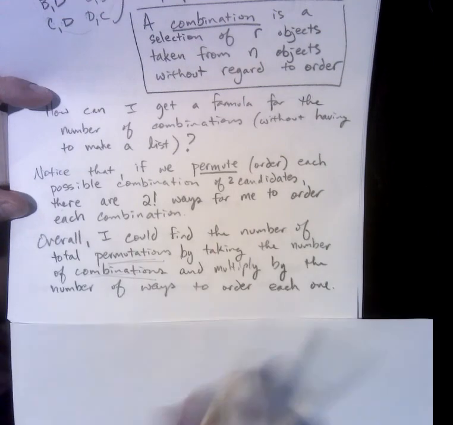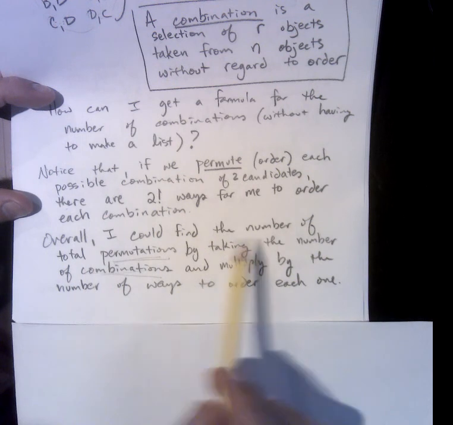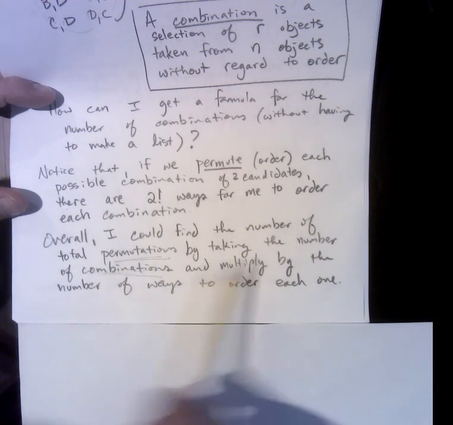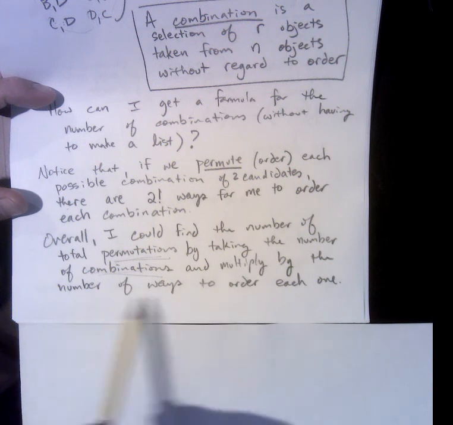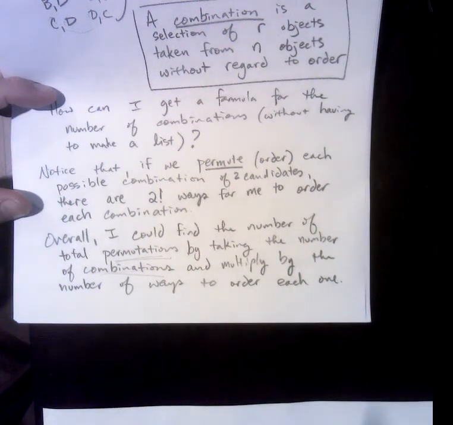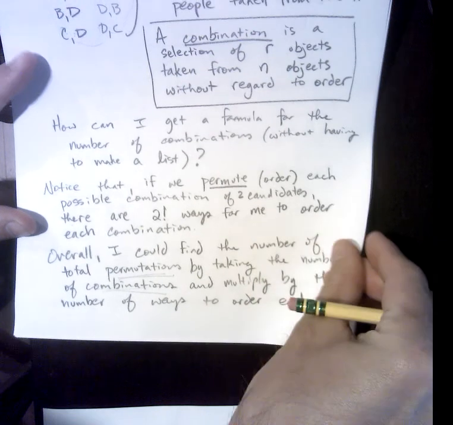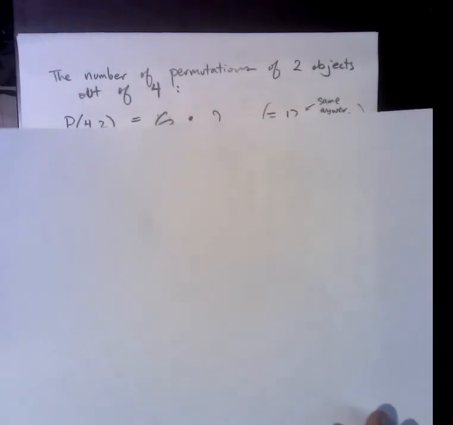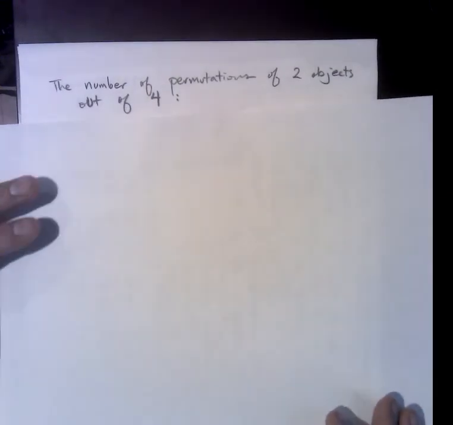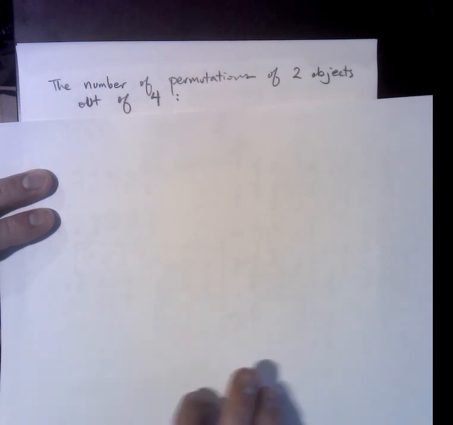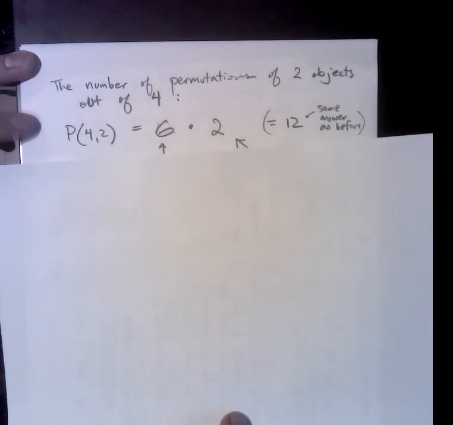The big idea that I want us to take away here is that overall we can find the total number of permutations by taking the number of combinations and multiplying by the number of ways to order each one. Now, we already have a formula for permutations. We don't have a formula for combinations, but here's how I could figure out that missing formula. So the number of permutations, let's do it for this particular problem. The number of permutations of 12 objects, taking 2 objects from 4.